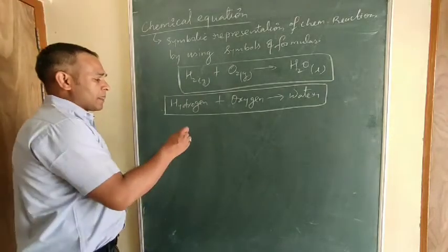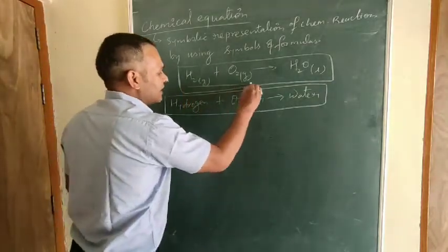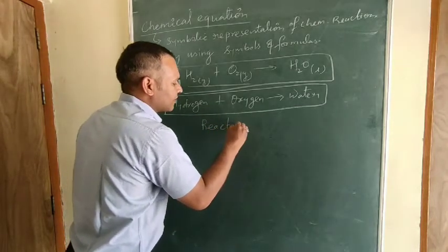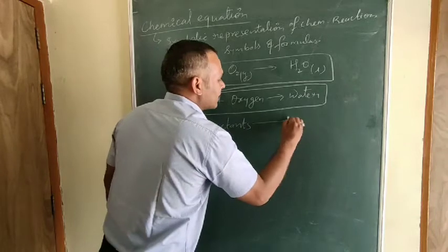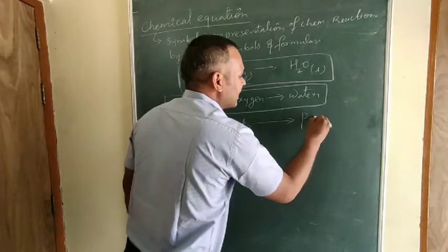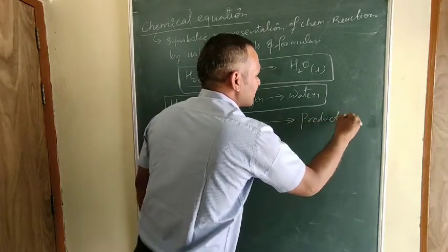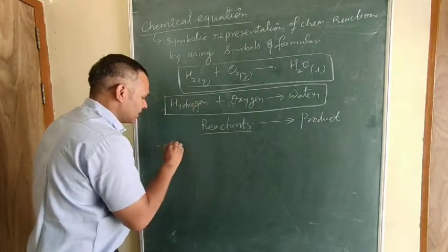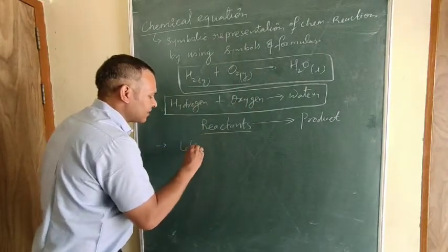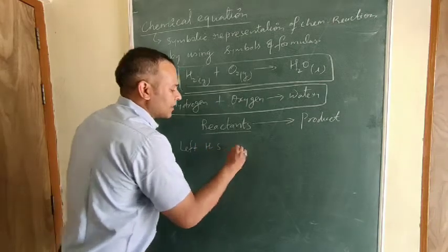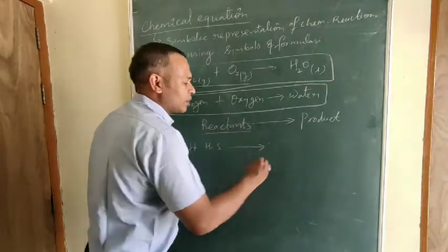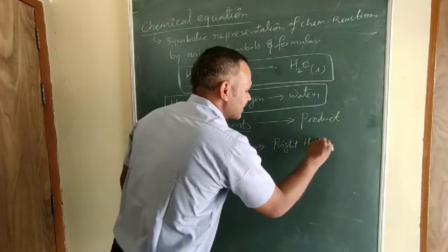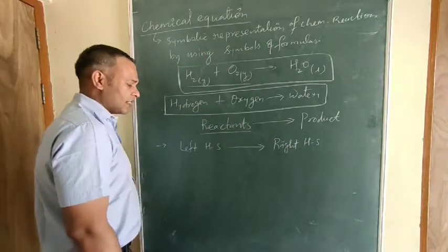Now see, what are they? They are reactants, then an arrow, then we write products. So reactants have to be written on the left hand side, separated by the arrow, and products have to be written on the right hand side, right?